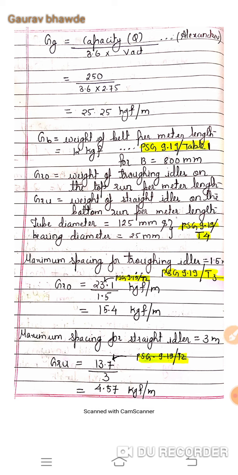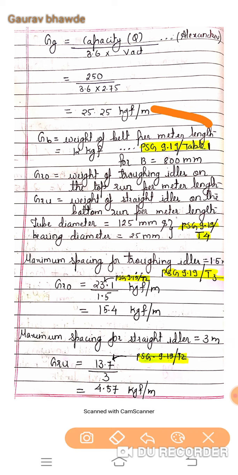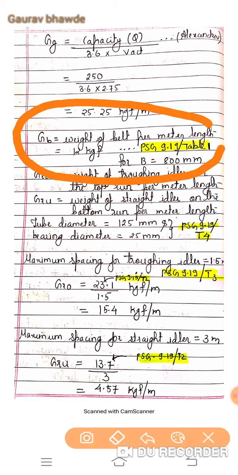The next term is GB, which is equal to weight of belt per meter length. This we are getting from PSG 9.19 table 1 for width B equals to 800 mm. So we are not finding it by formula, but we are taking it from PSG, and the value which we get for width 800 mm is 12 kg force.